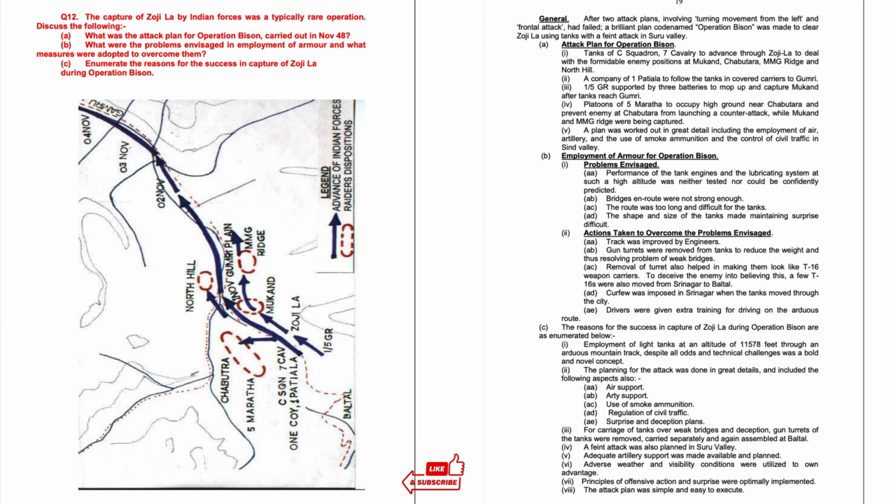Question 12 states, the capture of Jojila by Indian forces was a typically rare operation. Discuss the following. A. What was the attack plan for Operation Bison carried out in November 1948? B. What were the problems envisaged in employment of armor and what measures were adopted to overcome them? C. Enumerate the reasons for the success in capture of Jojila during Operation Bison.